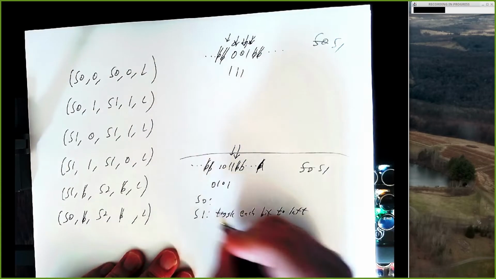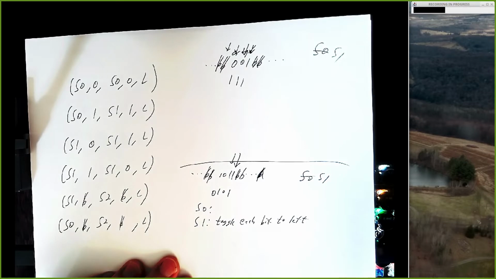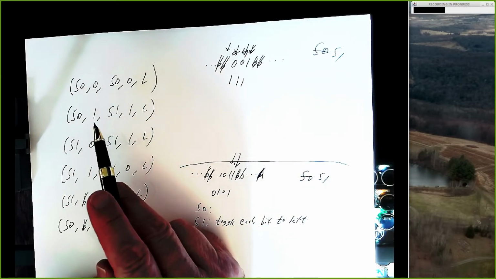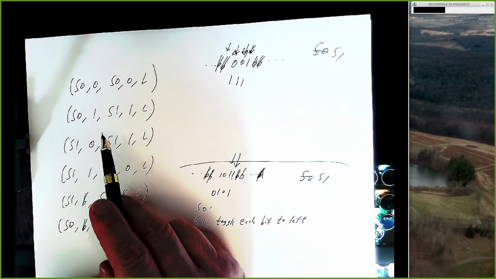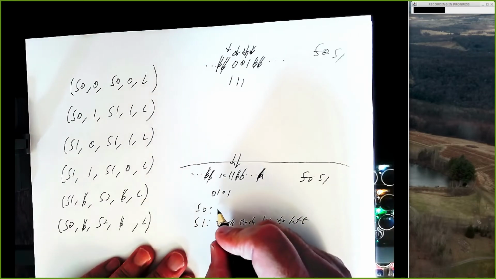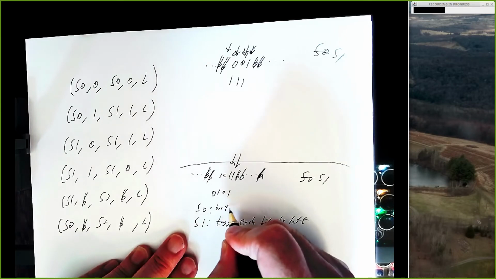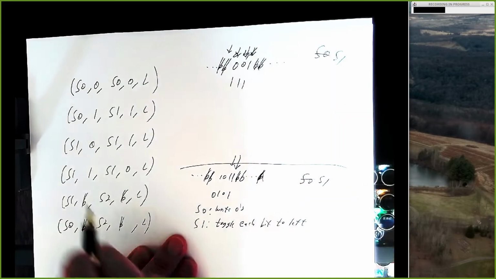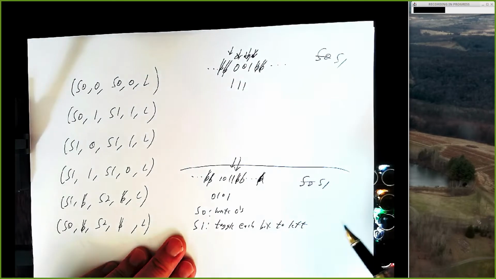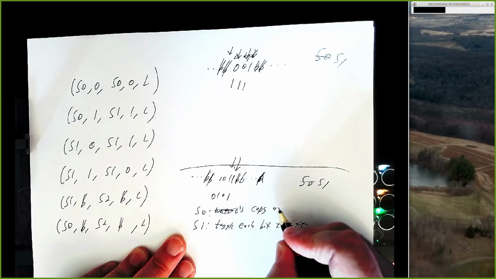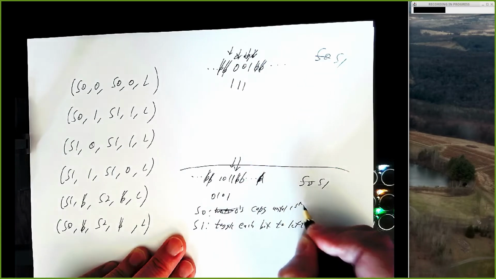But what is S0 doing? If you've got a 0, go ahead. Oh, it's just going to keep writing zeros until it sees a 1, and then it's going to flip state, so it'll just copy what it has until it sees a 1. And that first 1 it sees also gets written. So S0: copy until the first 1.